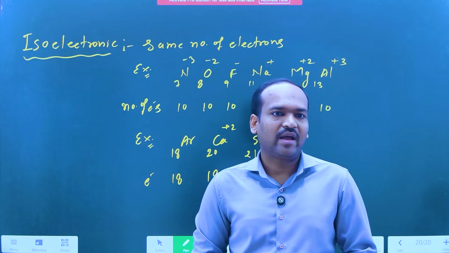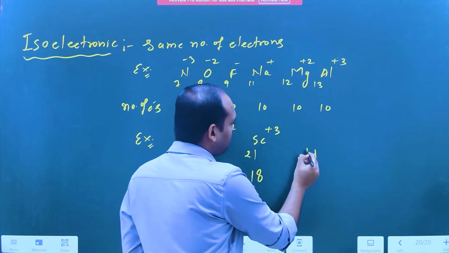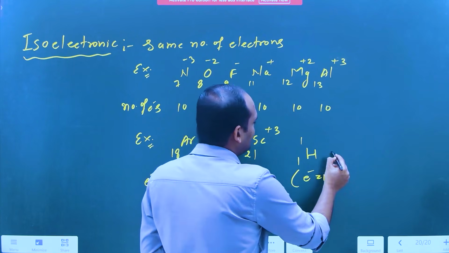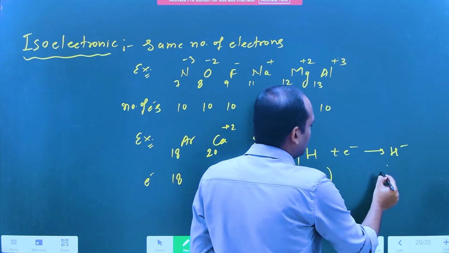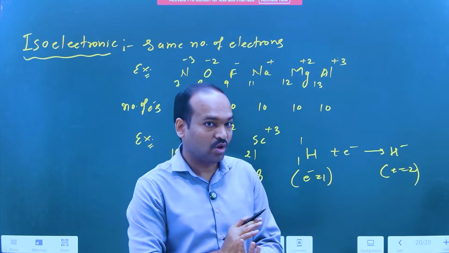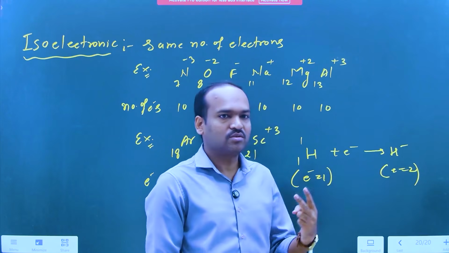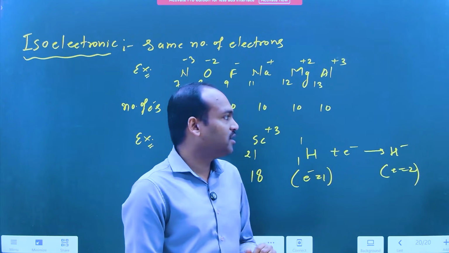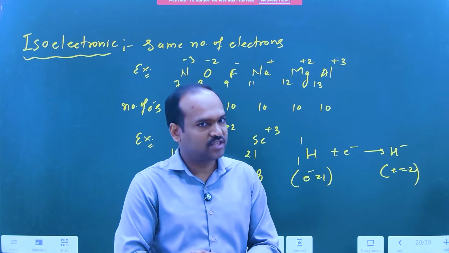Take H minus. If we have hydrogen 1H1, how many electrons are there? Electron is 1. Now it is accepting one electron to form H minus, so the total electrons present are 2. It has a charge of minus 1, but it does not have 1 electron. The hydride ion has 2 electrons. It is isoelectronic with helium and lithium plus. Isodiaphers we'll discuss tomorrow.